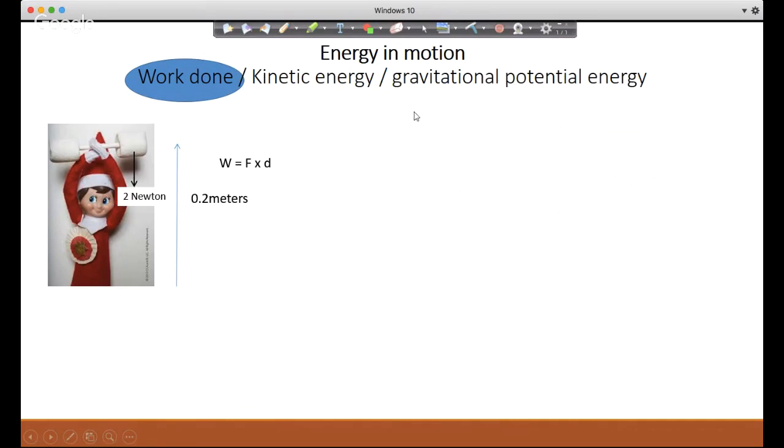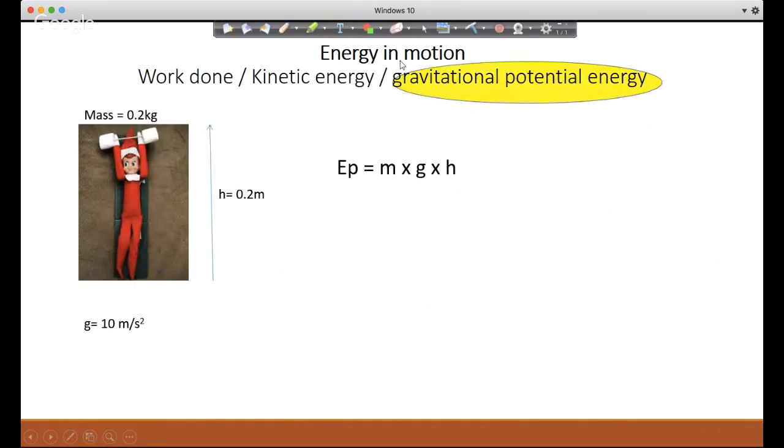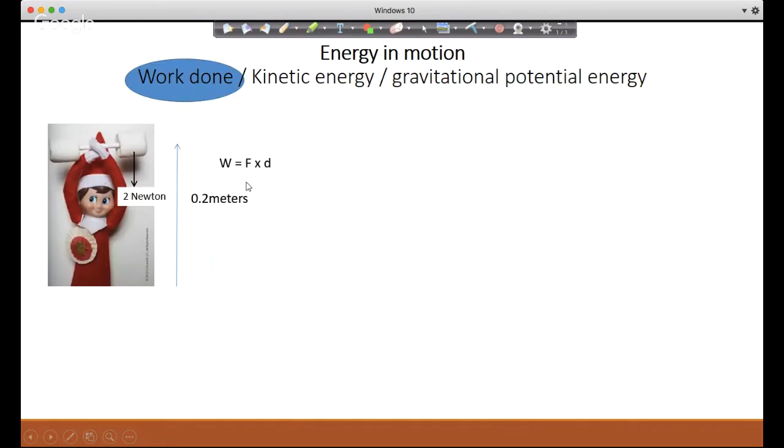So let's have a look at work done. The work done to, let's say, lift an object is the force that you're applying to the object times the distance you've moved it. In this case, our little friendly elf has lifted up these marshmallow weights and they have a downward force of 2 newtons and we've lifted them up by 0.2 meters. So we can just plug these into the equation, remembering our units. 2 newtons times 0.2. And work done has a unit of joules.